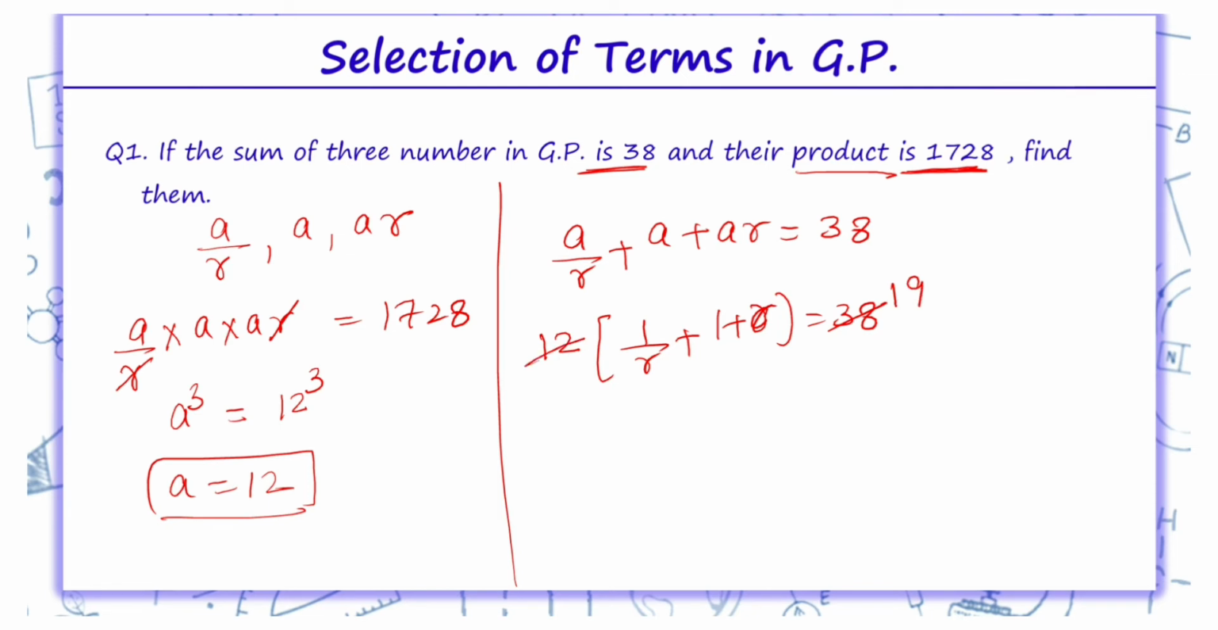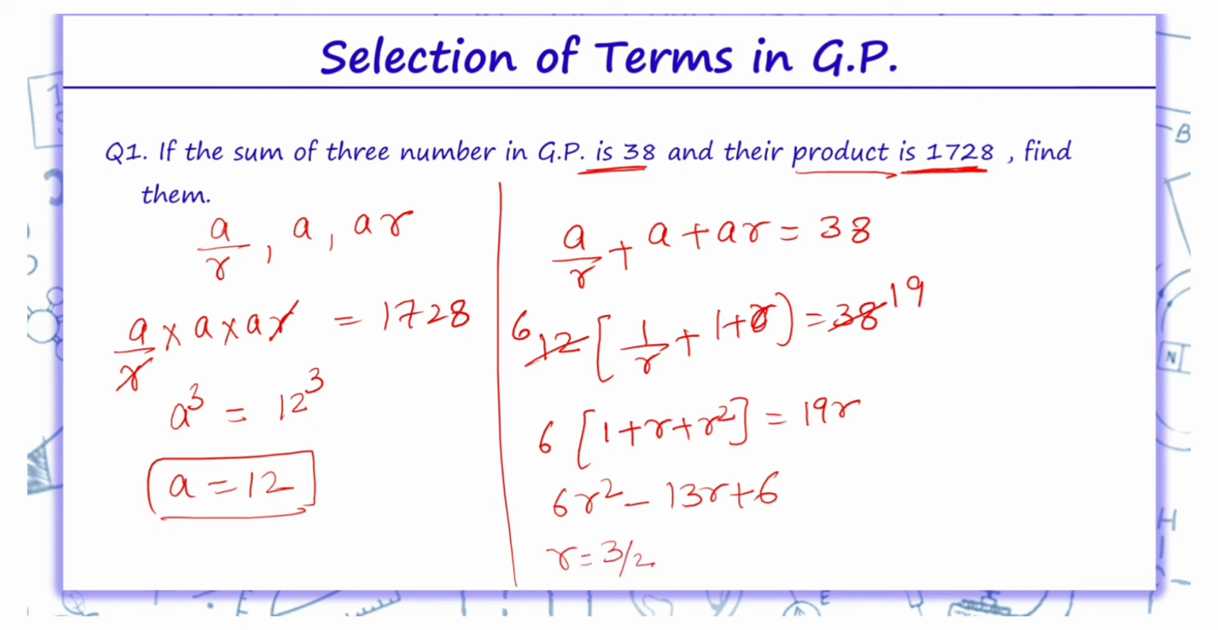2 into 19 is 38 and 2 into 6 is 12. We will be taking the LCM. It will come out to be 1 plus R square equals 19R by 6. So here the quadratic equation will be 6R square minus 13R plus 6 equals 0. Shifting 19R to this side, 19R minus 6R gives minus 13R, plus 6. When we solve it, the value of R will be 3 by 2 or 2 by 3.